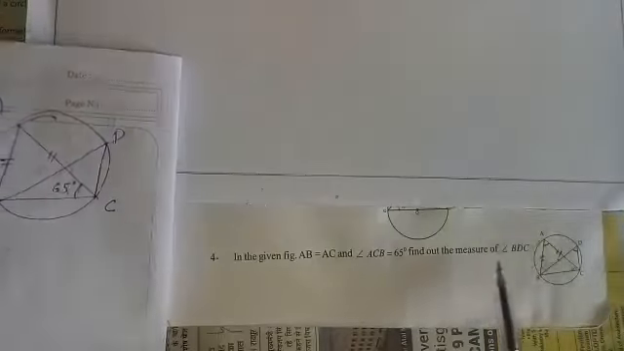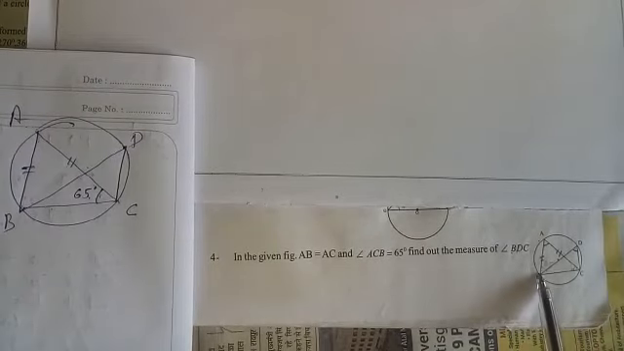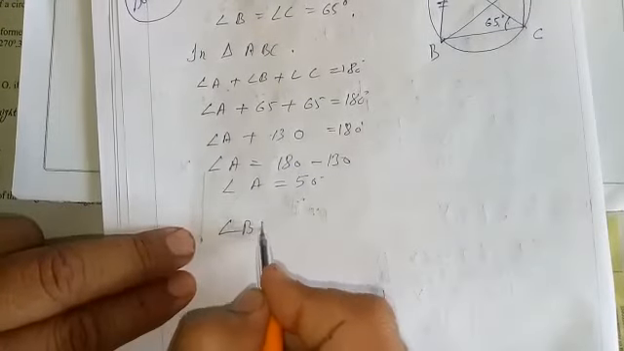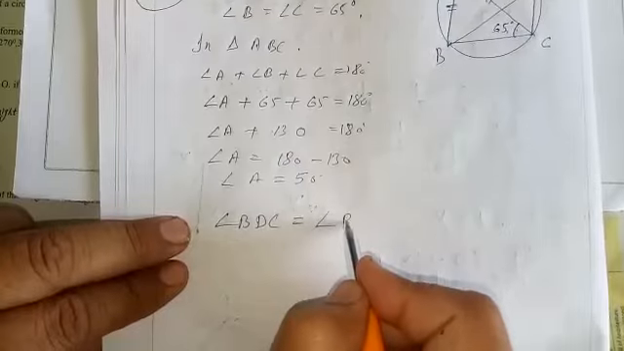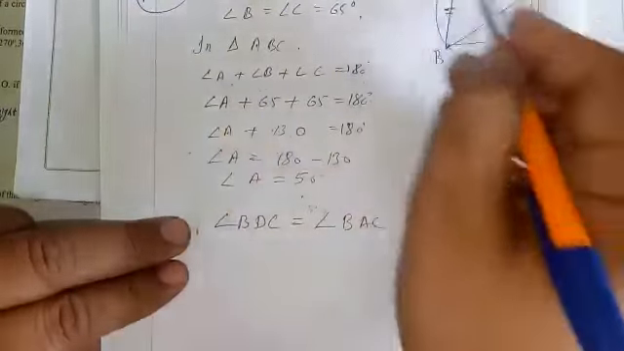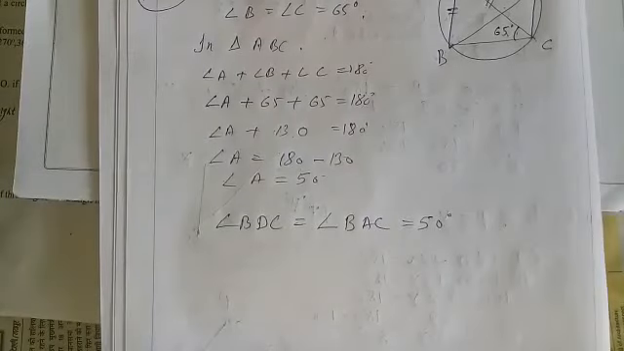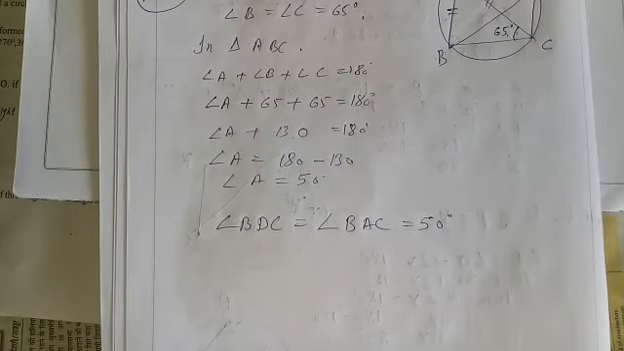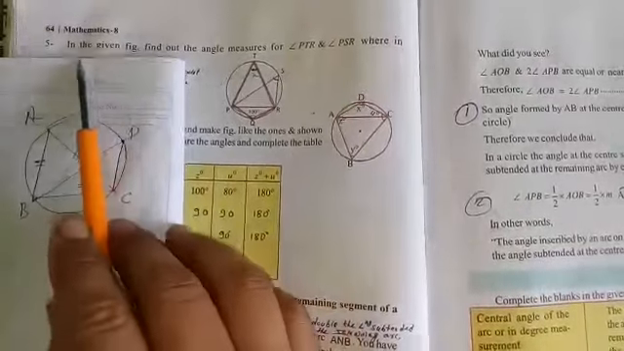Now how to write it? It is the measure of angle BDC. We have to find angle BDC. Angle BDC equals angle BAC. BAC equals 50 degrees. Both angles are the same. What is the reason? The angles inside the same arc of a circle are equal. Is it clear?